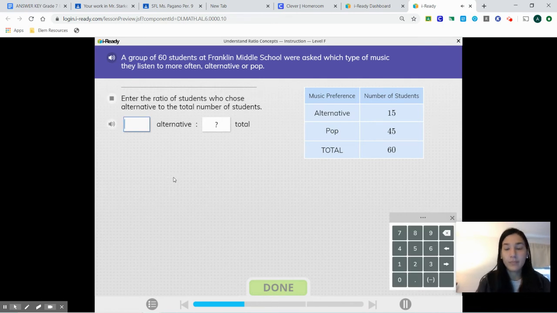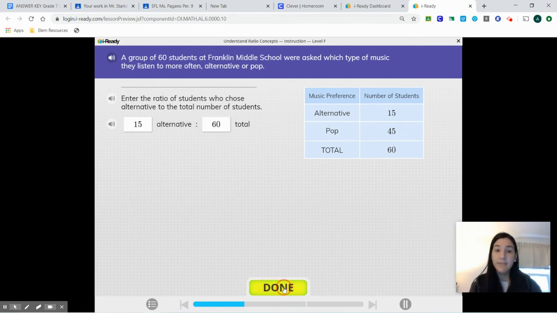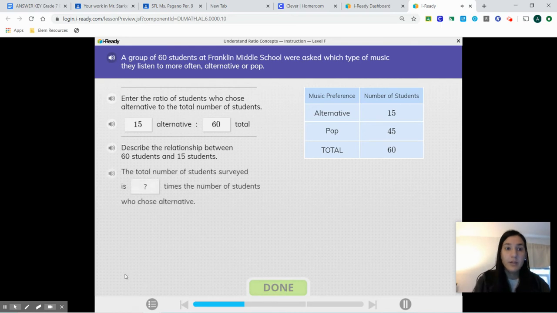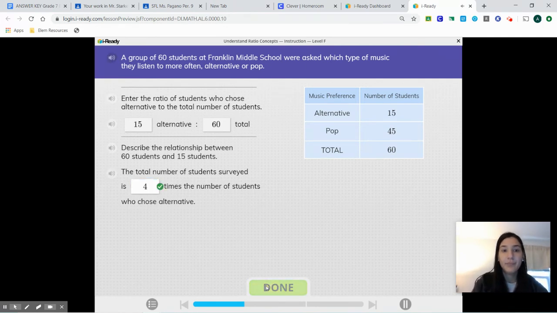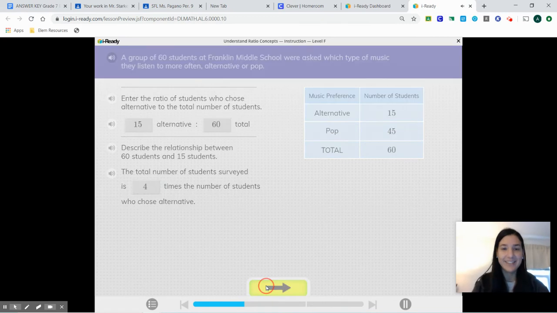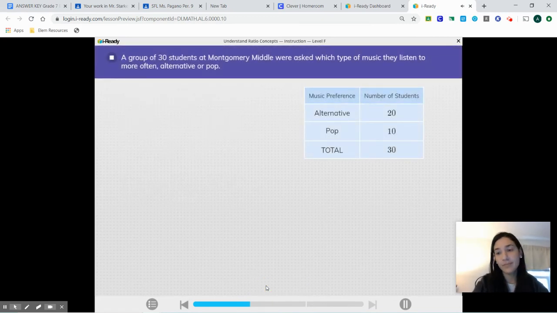Enter the ratio of students who chose alternative to the total number of students surveyed. Okay, so again, we see 15 alternative, and now we have 60 total. So to think about their relationship, which is going to be our next question, think about how we're going from 15 up to 60. So 15 times what gets us up to 60? Describe the relationship between 60 students and 15 students. Which will be 4. So we're going to type that in. 15 times 4 is 60.